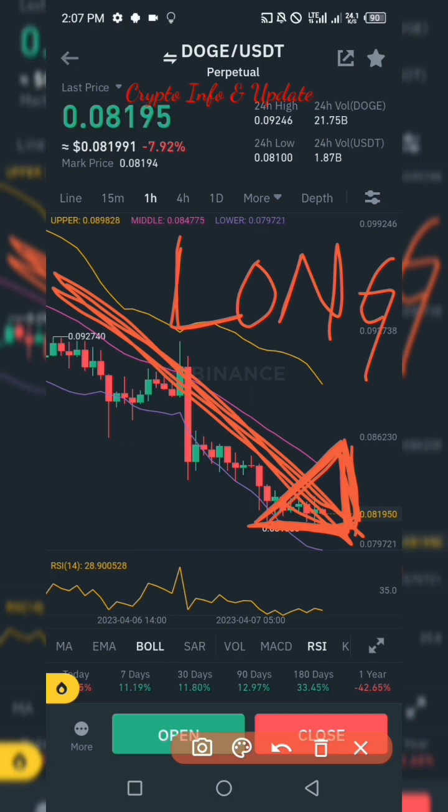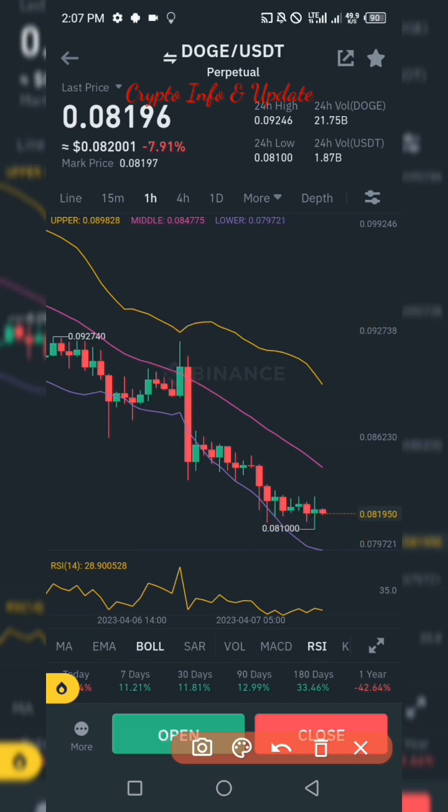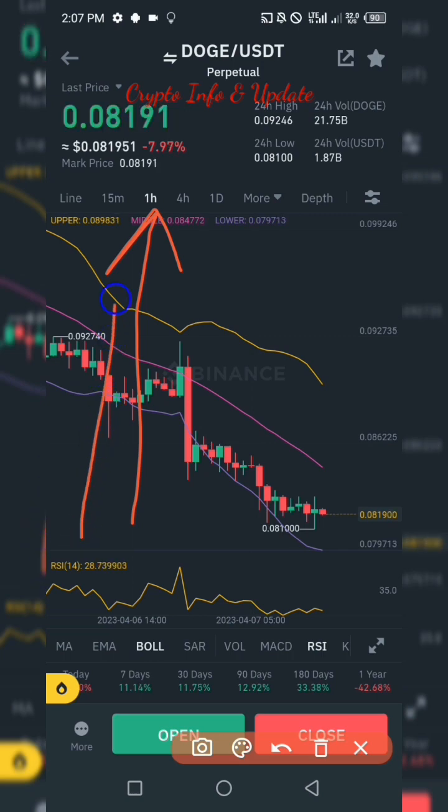Now take note of the time frame. The time frame here is 1 hour. I'm using 1 hour time frame. If you took notice of ACH's chart, it was also 1 hour time frame. Do you understand? But you can choose to use 15 minutes time frame, which is this. It depends on you. But I'm just using 1 hour time frame for the purpose of this video.